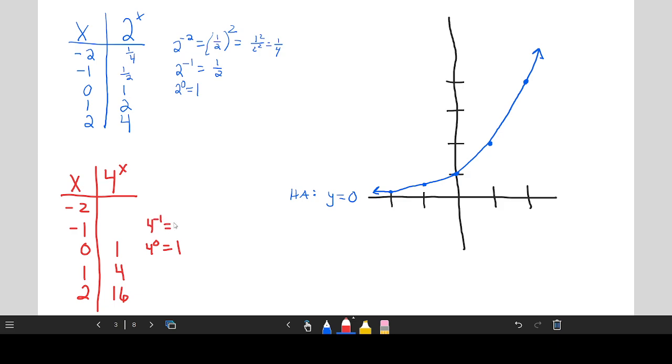Then we have 4 to the negative 1, which again means we're taking the reciprocal of 4, so that's 1/4. And then 4 to the negative 2 means we're going to take the reciprocal of the base and then square it. So that's 1 squared over 4 squared, so 1/16.